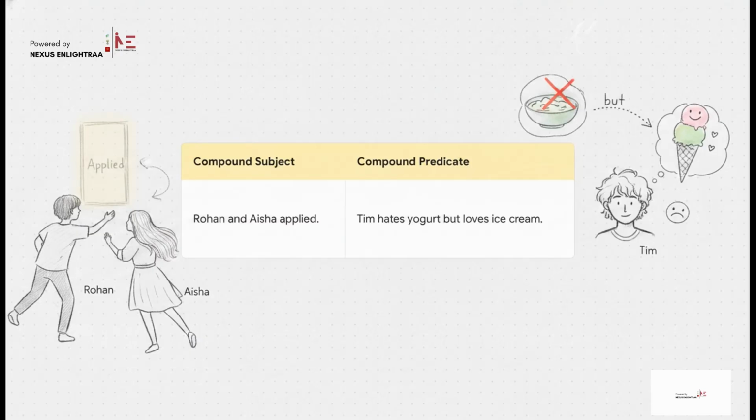Notice how this works in practice. On the left side of our table, Rohan and Aisha applied, we have a compound subject. That's two distinct subjects sharing one single action. Then look at the right side. Tim hates yogurt but loves ice cream. Here we have a compound predicate, where one subject is performing two different actions connected by the word but.